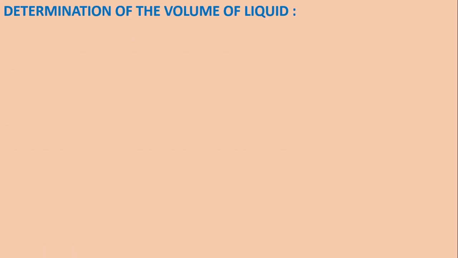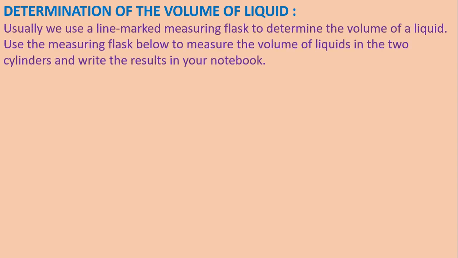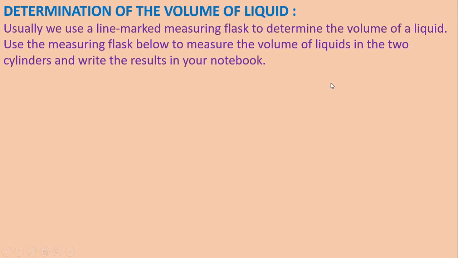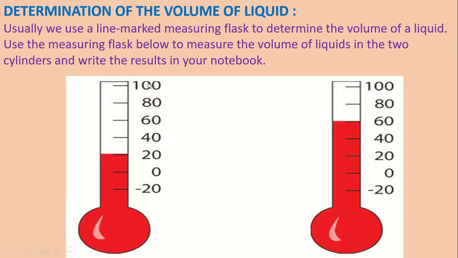Now, determination of the volume of liquid. Usually, we use a line marked measuring flask to determine the volume of liquid. Use the measuring flask below to measure the volume of liquid in the two cylinders and write the result in your notebook. So by seeing the figure, it is clear to you the volume of water here is 20 ml and here it is 60 ml.